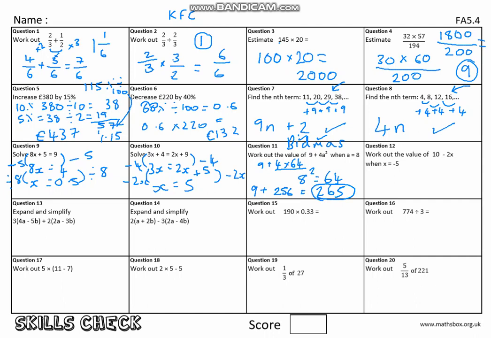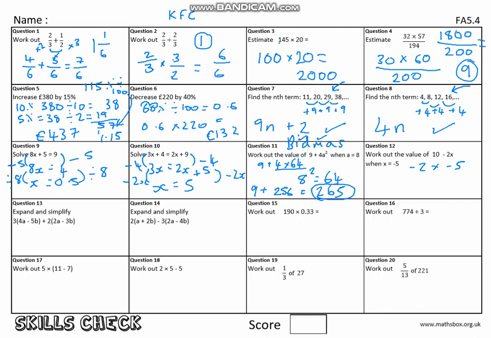Next one then, so let's work out the value of 2 minus 2x when x equals minus 5. So here we're working with two negatives, aren't we? Because we know that this says 10 minus 2 times x. So we've got to do our multiplication first, because multiplication comes before subtraction, okay? So we're going to do minus 2 times minus 5.